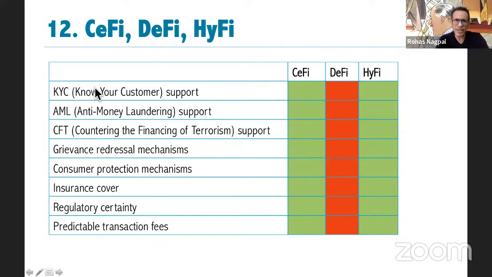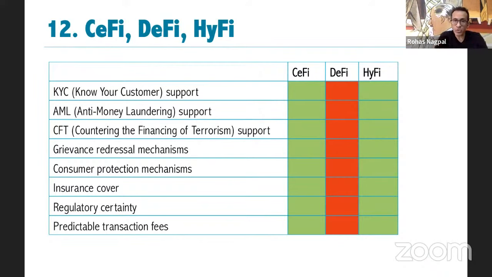So when we look at things like KYC, banks cannot function without KYC, or know your customer. So centralized and hybrid both have it, but decentralized doesn't have it, which is why banks and others don't use public blockchains. Anti-money laundering, which means converting black money into white money. You need to check that. That's a very strict law in all countries. You can go to jail for so many years if you do money laundering. So centralized and hybrid again support anti-money laundering checking.